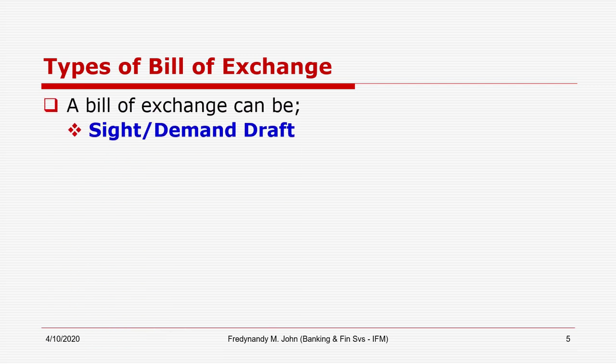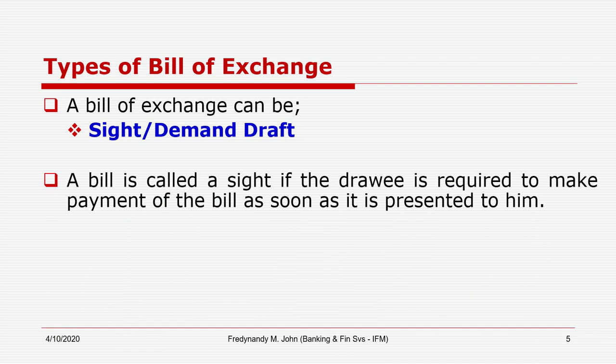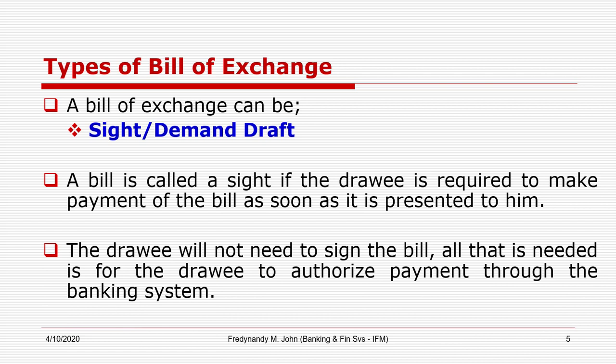Further, there are 2 types of the bill of exchange. The first type is known as the sight or demand draft. Now, the sight or demand draft is a type of bill of exchange that requires the drawee to make payments the moment the bill has been presented to him by the banker.